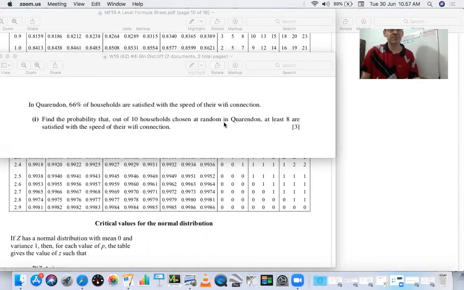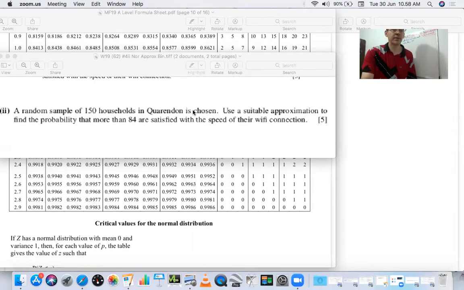With 66% in this first question, they have a small sample set, so it's quite easy to calculate using the binomial method. As we move on to the second part, it says a random sample of 150 households. So now the sample set is much larger. Use approximation to find the probability that more than 84 are satisfied with the speed of their Wi-Fi connection.